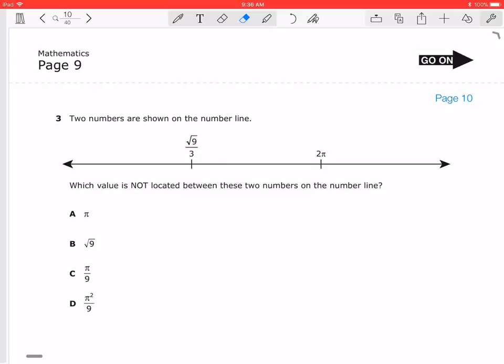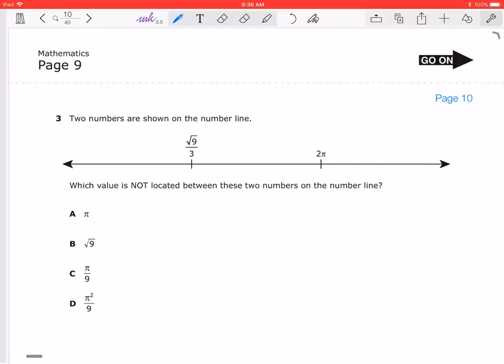I'm going to talk about problem number 3. And we may end up spending a little bit of extra time on this one just because it's a little different, and I know none of y'all have really covered this section. Okay, so on problem number 3, we're talking about the number line, and we're talking about 2 pi and the square root of 9 over 3.